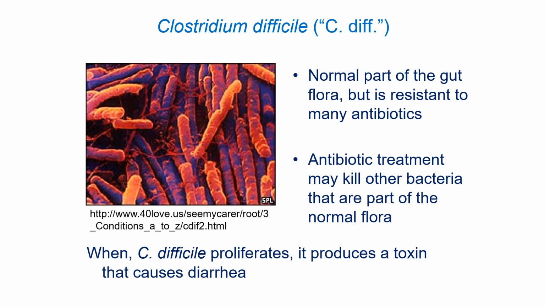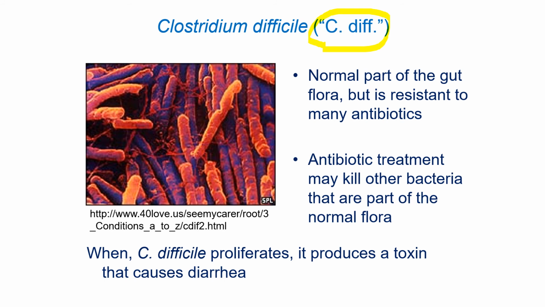The number 2 superbug is Clostridium difficile. We've talked about Clostridium a few times in this course. Sometimes this is called C. diff, short form for Clostridium difficile. Difficile, of course, means difficult. And what is it difficult? It's difficult to treat with antibiotics. It turns out that it's resistant to quite a few drugs that are out there.